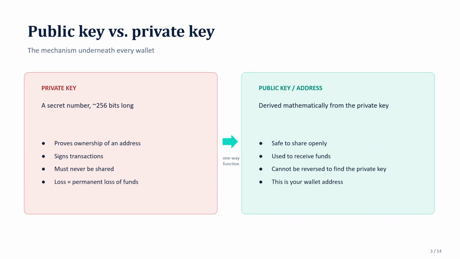The private key proves the ownership of an address and signs the transaction, and must never be shared. If you lose the private key, it will be a permanent loss of your funds. It is 256 bits long. It is a secret number. Now, it is a one-way function. As we have already said, the public key is derived from the private key. It is safe to share openly. It is used to receive funds. We cannot reverse it to find the private key. Then this public key will be your wallet address.